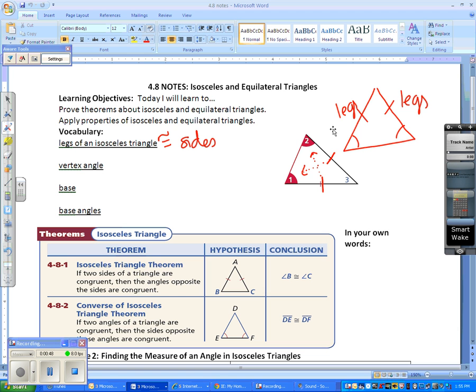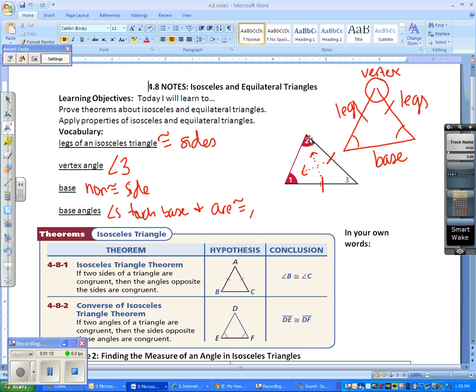The vertex angle is the angle that's in between the two legs. So this one is the vertex. Or in this picture right here, angle 3 would be the vertex angle. The base is the side that's not congruent, the non-congruent side. And the base angles are those angles that actually touch the base, and they're congruent. So in this example, angle 1 and angle 2 would be base angles, and they would be congruent to each other.